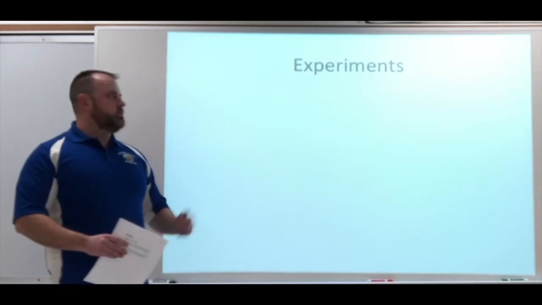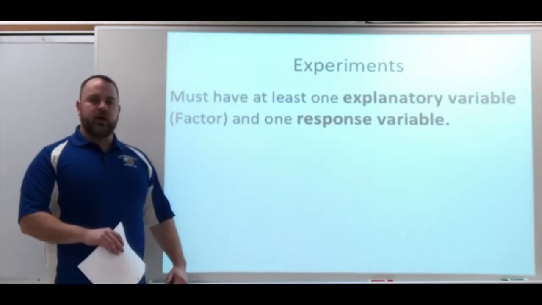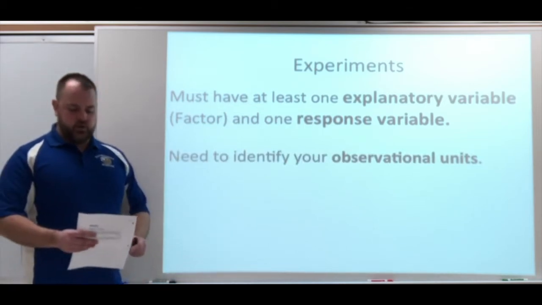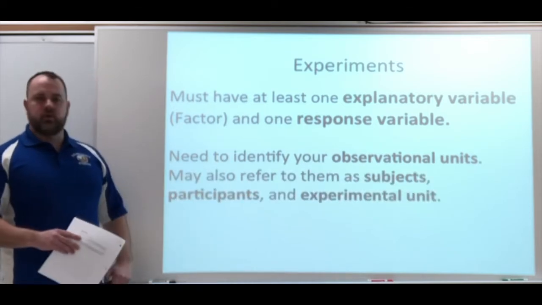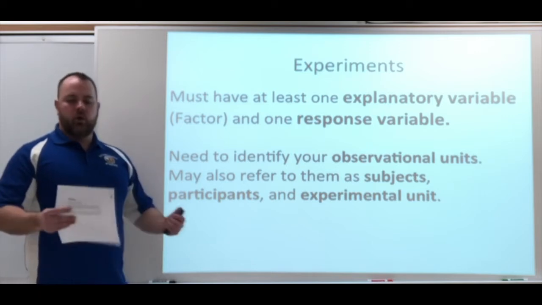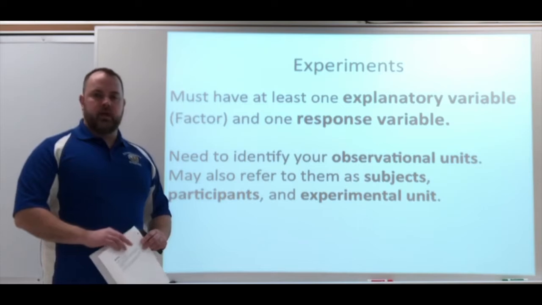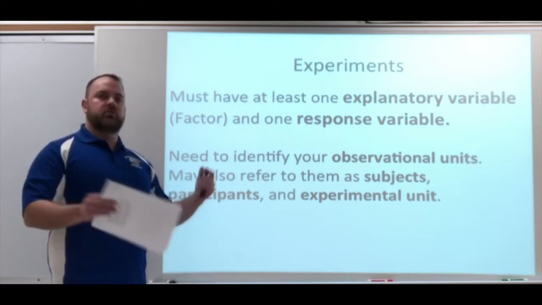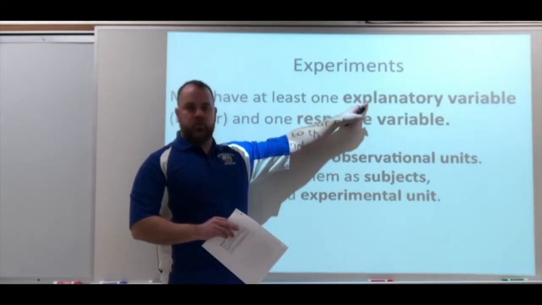Now for experiments, okay, must have at least one explanatory variable and a response variable. Okay, you need to identify your observational unit as you're looking. Okay, then here's some other terms that they might be referred to by as you're moving forward. Okay? Now what we do with the experiment, so I said the difference between experiment and observation is controlling outside factors. With experiments, we're going to do things to control outside factors so we can look at that explanatory variable.